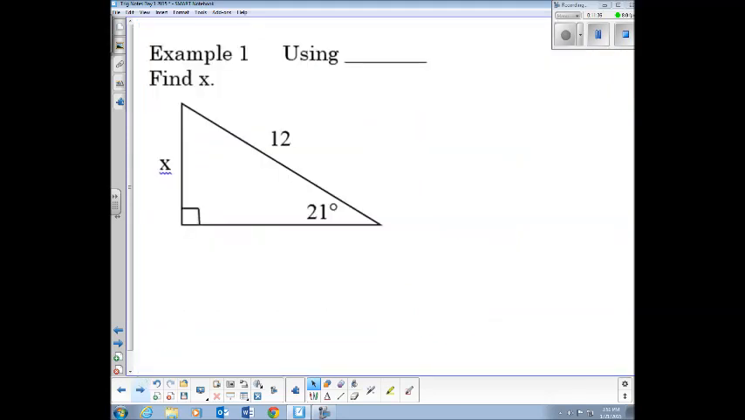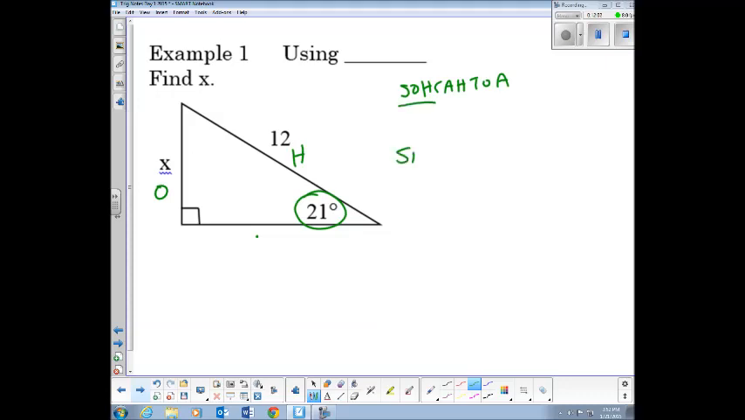Alright, so here's our very first trig problem. In order to work a trig problem, the first thing you must do is label the sides. So if I have this angle here and I label the sides, this is my opposite and this is my hypotenuse. I don't need to label this side here because I don't have anything there. So when I label this and I look back at my SOHCAHTOA, which one uses O and H? That would be this one.